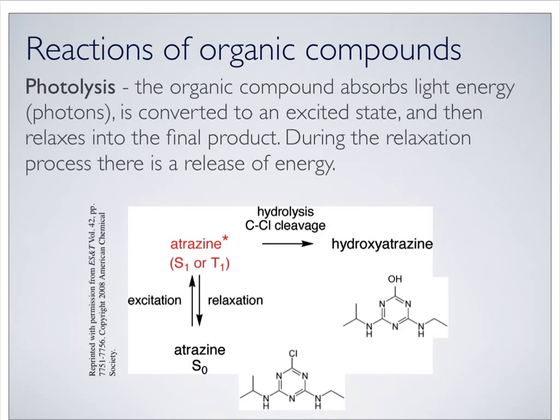Our second type of transformation of organic compounds is going to be photolysis, and at its simplest, this is going to be the interaction of light with an organic chemical. So light gets absorbed by an organic chemical. In this example, we have atrazine, and the chemical becomes excited, so it enters an excited state, and in this case it's just denoted with the star next to the atrazine, and then this excited state relaxes to a final product, and for this chemical it produces what's known as hydroxyatrazine. The structure for hydroxyatrazine versus atrazine is shown here. So photochemical transformations are very important for a lot of different chemicals.